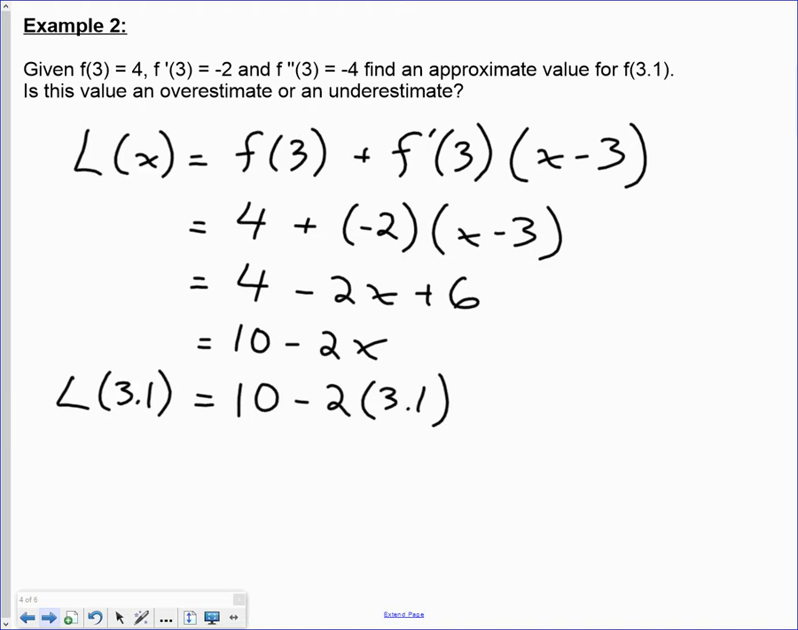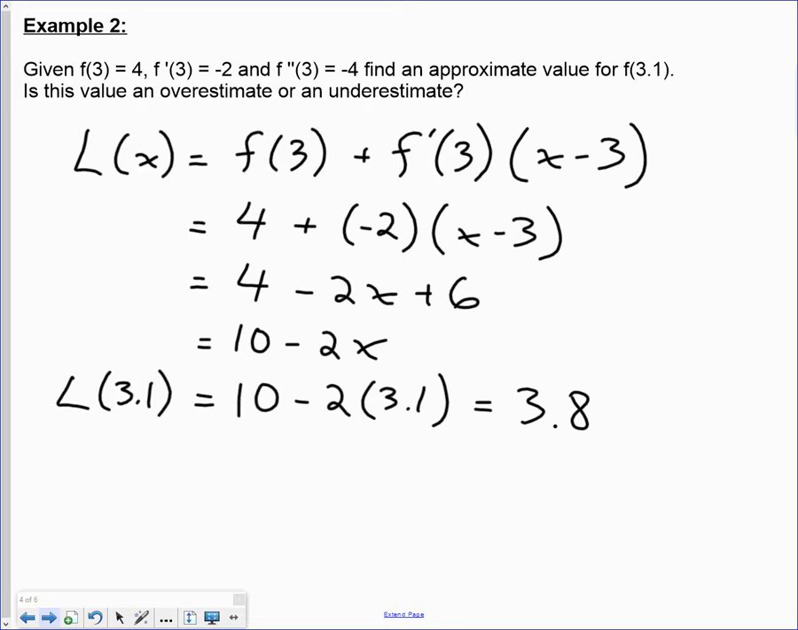Now, if what we want to find is f at 3.1, we can evaluate this at 3.1. Punching this into our calculator, what we're going to get here is 3.8. So our approximate value for f at 3.1 is this 3.8 that we get from the linearization equation.